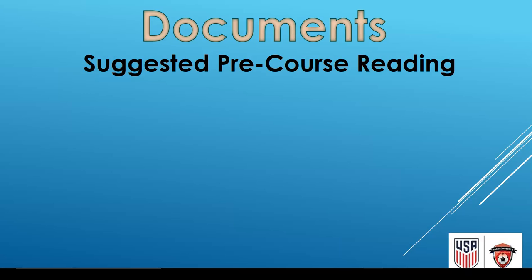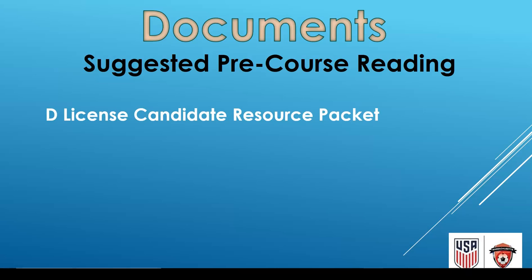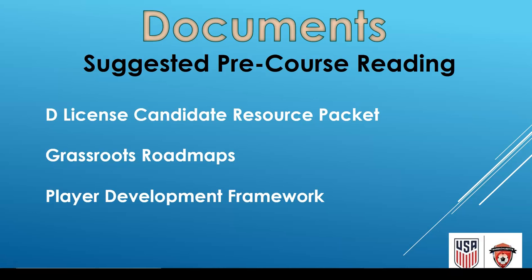As previously mentioned, the course also provides documents for you to use as references. These documents are provided to help guide you through the course, and when your peer leader provides feedback, they will often reference one of the documents below. First is a D-License Candidate Resource Packet. You will also find the U.S. Soccer Grassroots Roadmaps. Followed by the Player Development Framework and the Course Guide.